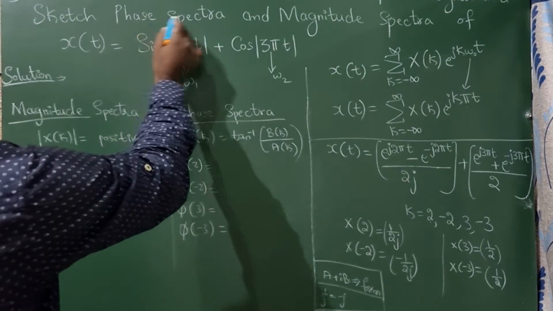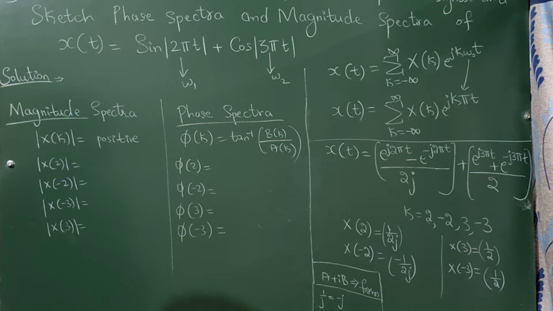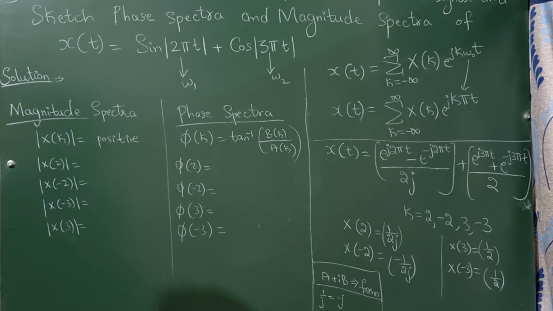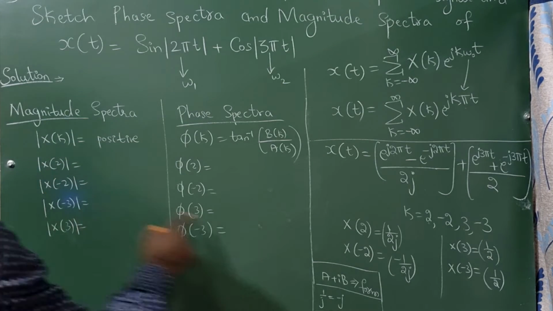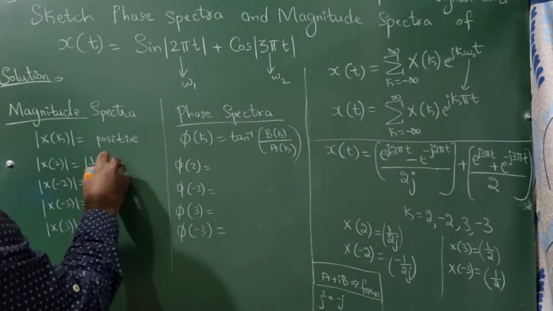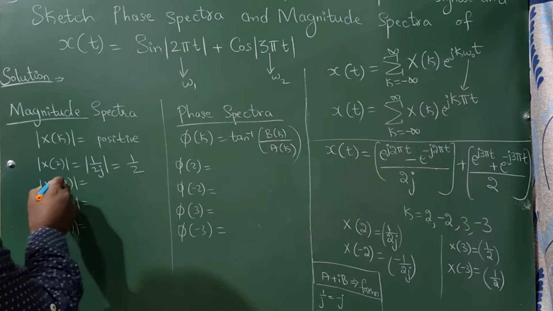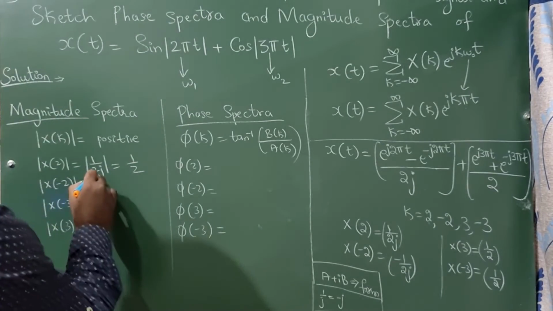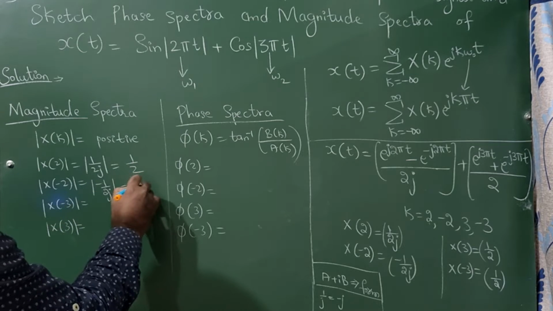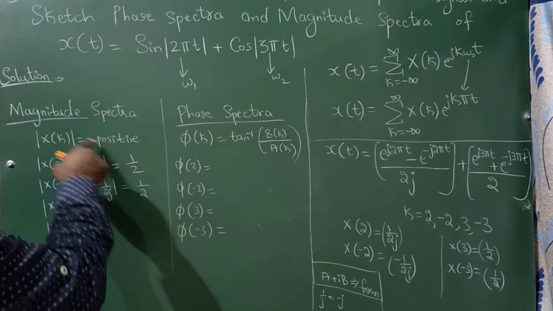Now sketch phase spectra and magnitude spectra. So I have written here magnitude and here a phase. Okay, so modulus of X of k will always be positive. How? X of 2, what is the value here? It is 1 upon 2j. So the answer will come in positive. X of minus 2, you have minus 1 upon 2j. Even though it is minus, you have to write a positive. So that is the actual meaning of a positive.